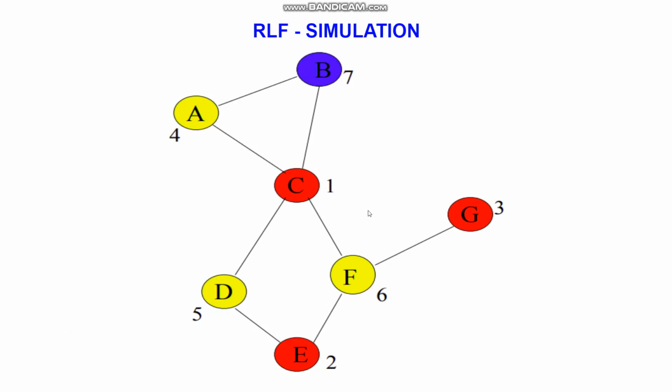Okay, let's see one example. Again, the example of BSc that we did, we will solve it with RLF now. And we can see here that this is the maximum degree node. We will color it red. Now what happens? We will throw all its neighbors out of this graph. A, B, D and F are gone. Only E and G are remaining. And then we can easily see that because there is no conflict, E and G can also be colored red.